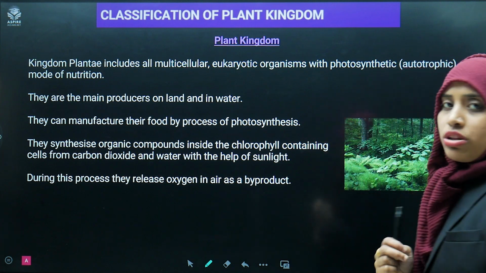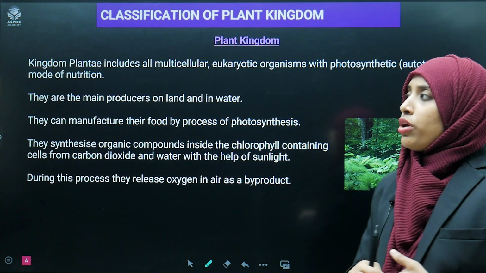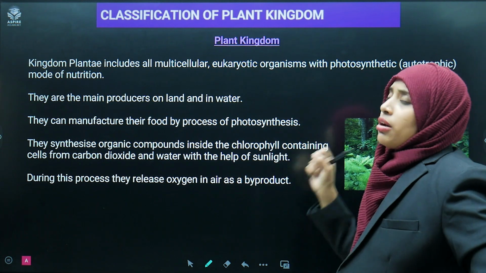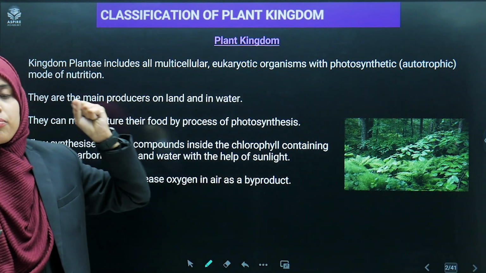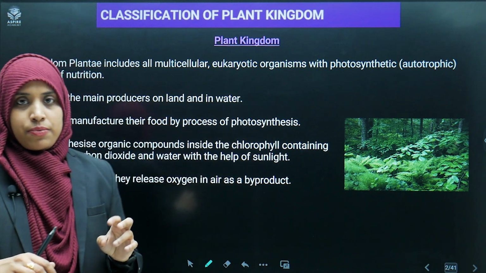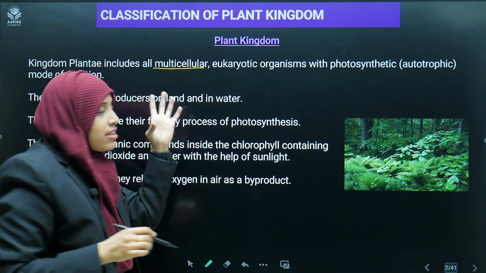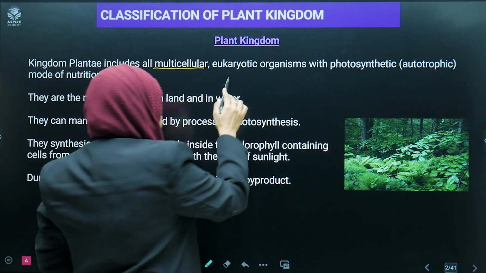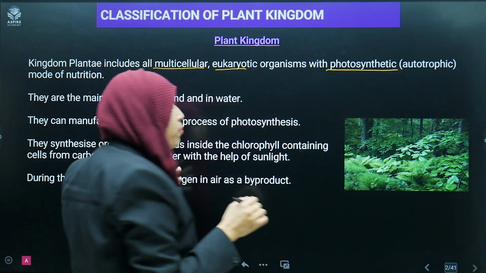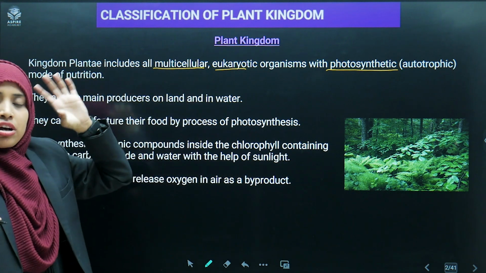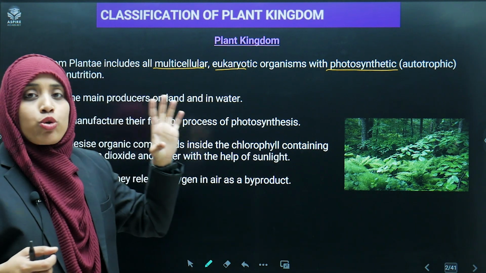Now, firstly, since we are reading the plant kingdom, what does the whole plant kingdom include? That we'll all see. The plant kingdom includes all the multicellular and eukaryotic organisms. That means plants are multicellular, made up of millions of cells. They are eukaryotes with one special feature, that is the photosynthetic mode of nutrition. They can perform photosynthesis.